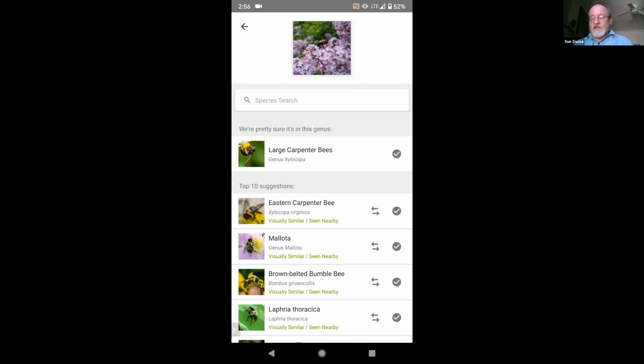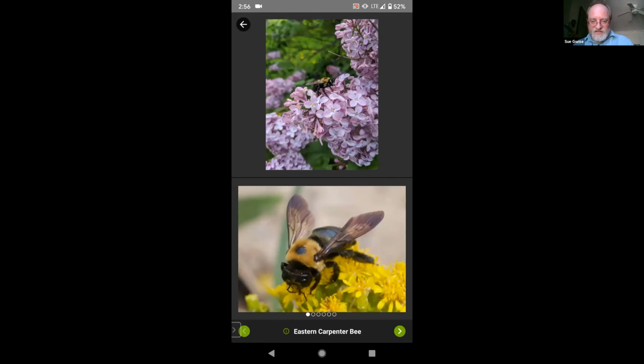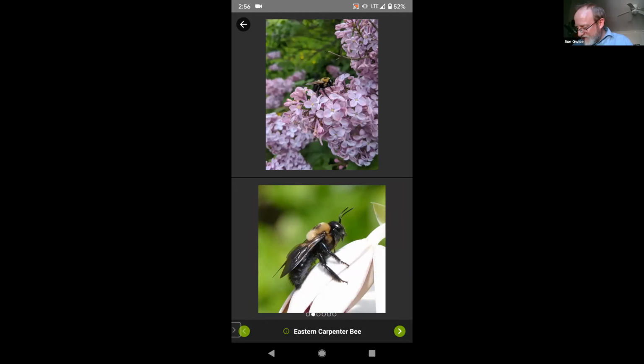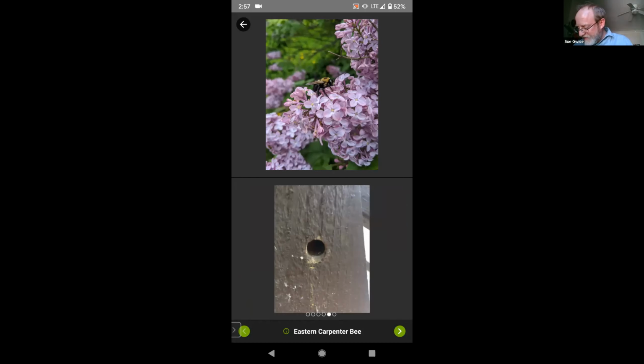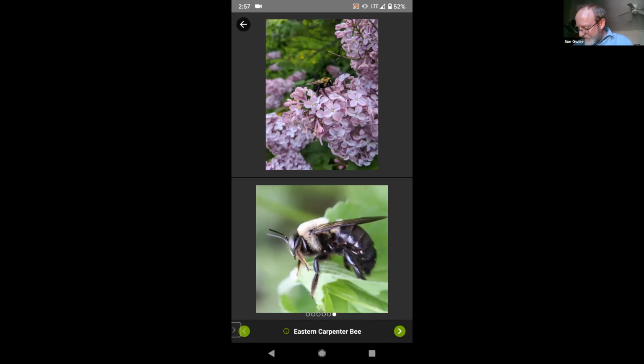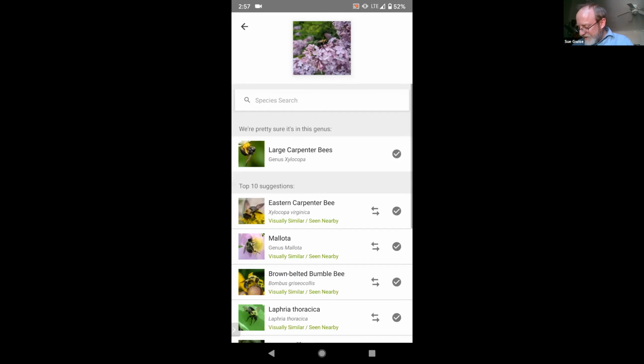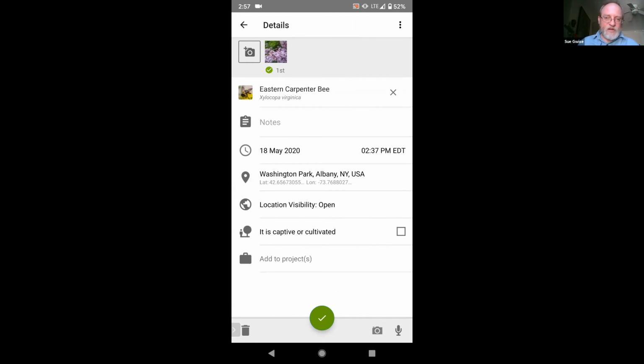Well, I happen to know it was an eastern carpenter bee, so I can select that. I can also compare it with these little arrows that are there. It's got its own photos, and I can scroll through its photos and compare that to the photo that I took and see if I think it's what they suggested. And in this case, I think so. I click that little checkbox. Look, I've got an eastern carpenter bee observation.